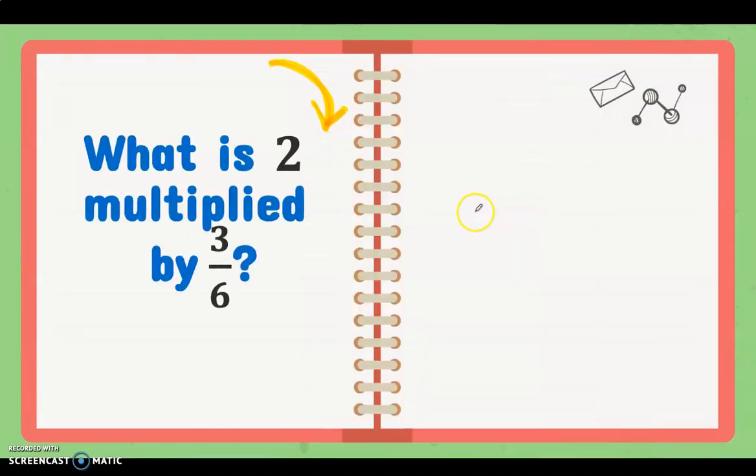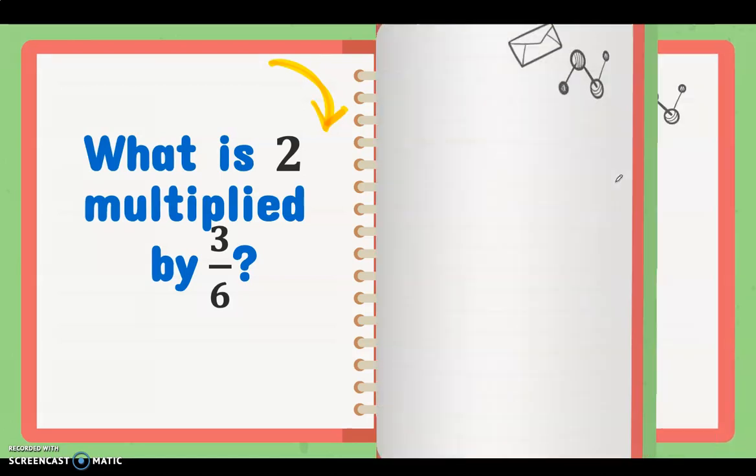Next, what is 2 multiplied by 3/6? So 2 times 3/6. Again, if it's a whole number, all you have to do is put 1 as the denominator, then you multiply. So 2 times 3 is 6, 1 times 6 is 6. 6 over 6 is an improper fraction, so you have to change it into a whole number. 6 over 6 is equal to 1. Therefore, 2 times 3/6 is equal to 1.